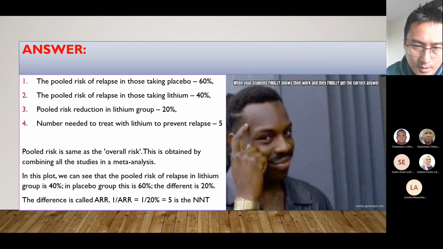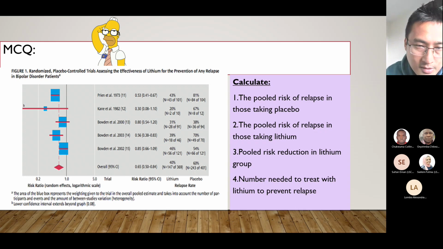In the exam, instead of the pooled ratio, they might ask you about a particular study. They might ask, what is the risk of relapse of Bowden in the placebo group? So they can ask about each individual study. As long as you know where to look, you know how to calculate the AR and the number needed to treat.